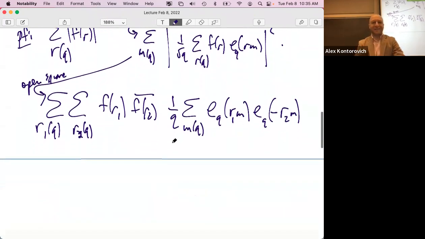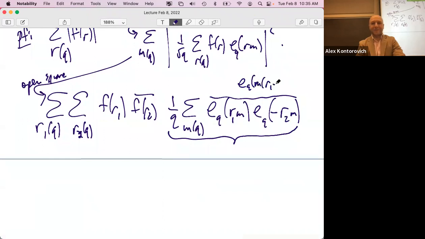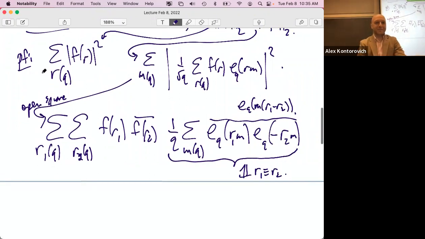Okay. You have the divisibility condition. And this sum is a complete sum. This is really, of course, e_q of minus m times (r1 minus r2). And this is exactly the indicator function of whether r1 is equivalent to r2 mod q. So we get 0 unless they are equal. And on the diagonal where they are equal, I get exactly the sum of the squares. So that's the proof of Parseval. So nice.